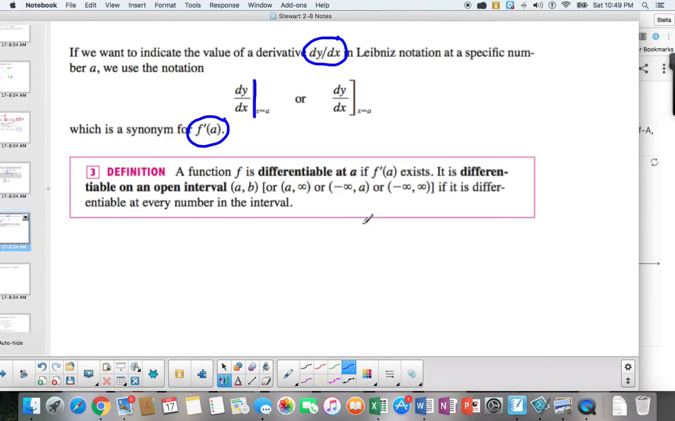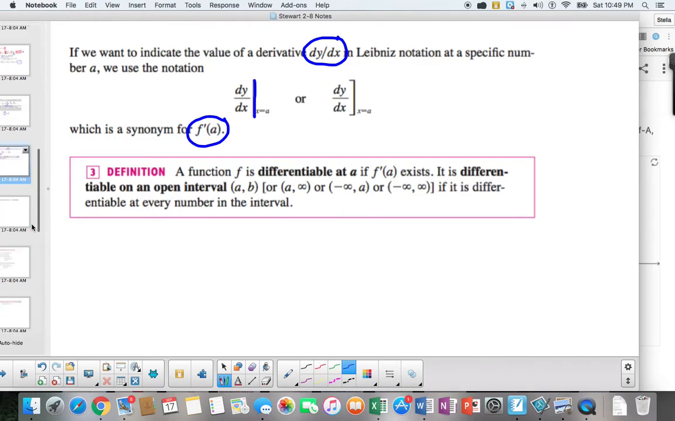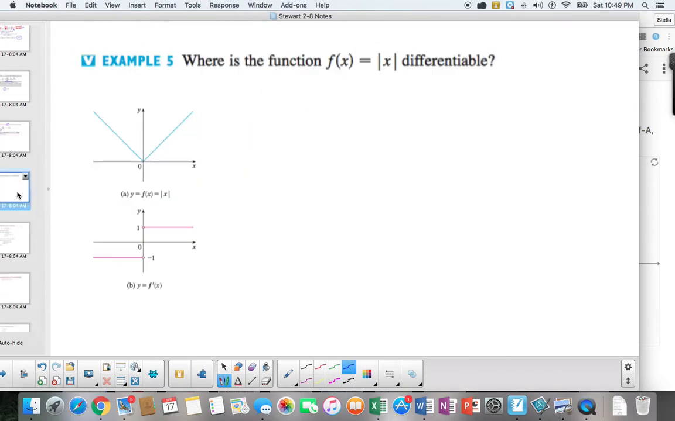A function f is differentiable if f prime of a exists. If it is differentiable on the open interval, it is differentiable at every number on the interval. Okay, where is this function, the absolute value, differentiable? Which means when can I get a derivative? I can get a derivative here, I can get a derivative here, I can get a derivative here. You can see all the derivatives right here.